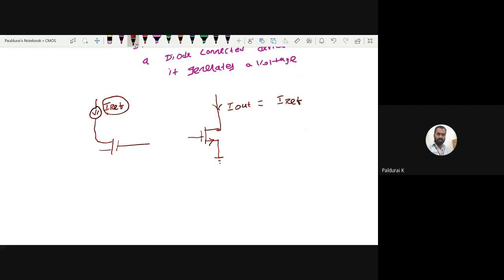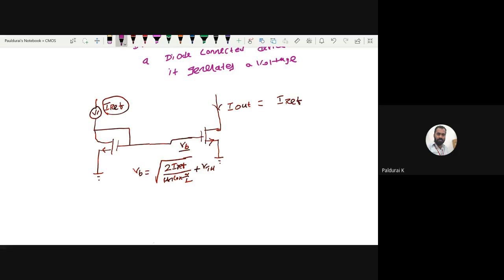This I out, I want to copy this current here. For that, let me take one diode connected device. You know one rule: if this diode connected device is injected by a current, it generates a voltage. Now this voltage will act as the biasing voltage. What is this voltage? This biasing voltage VB is equal to square root of 2 times I ref divided by mu n C ox W over L, plus VT.